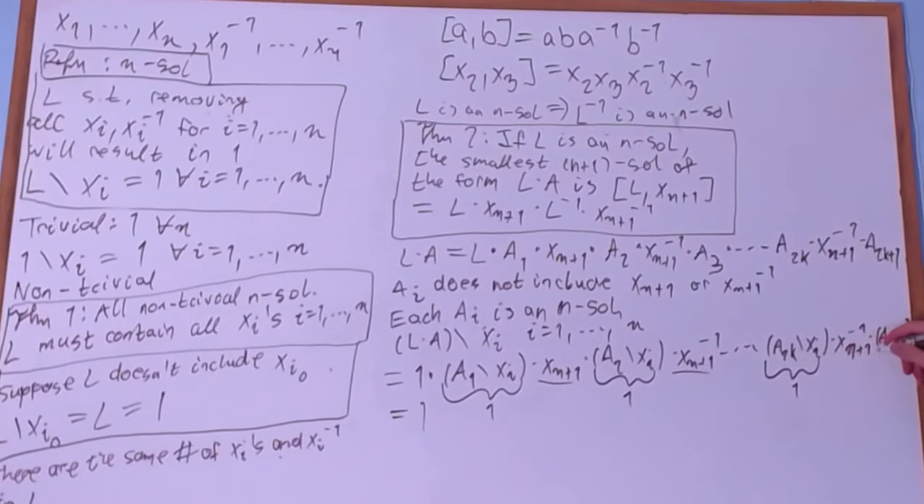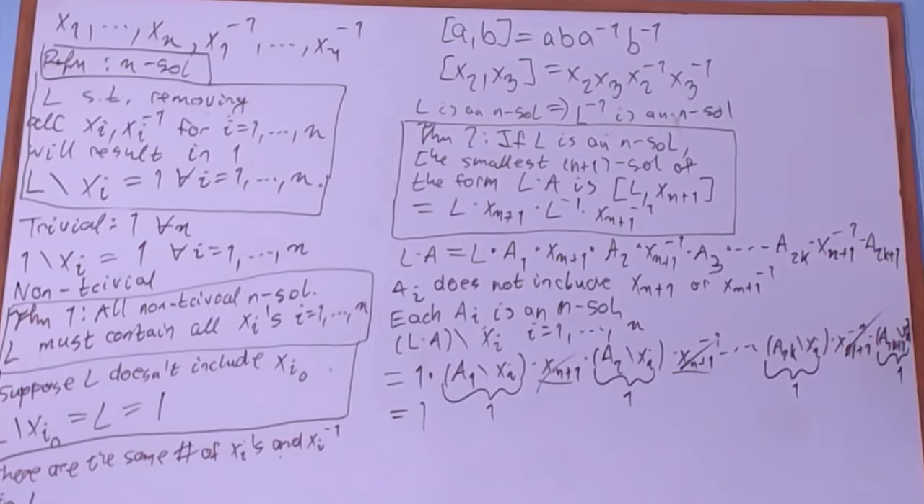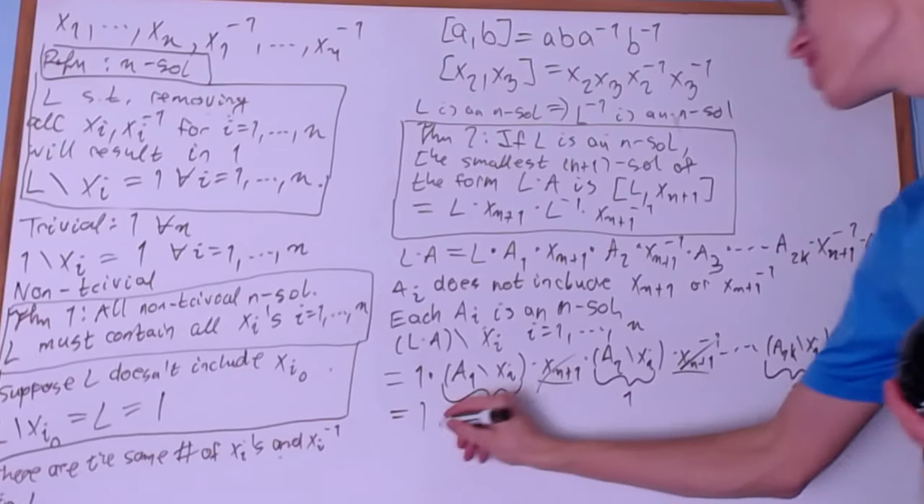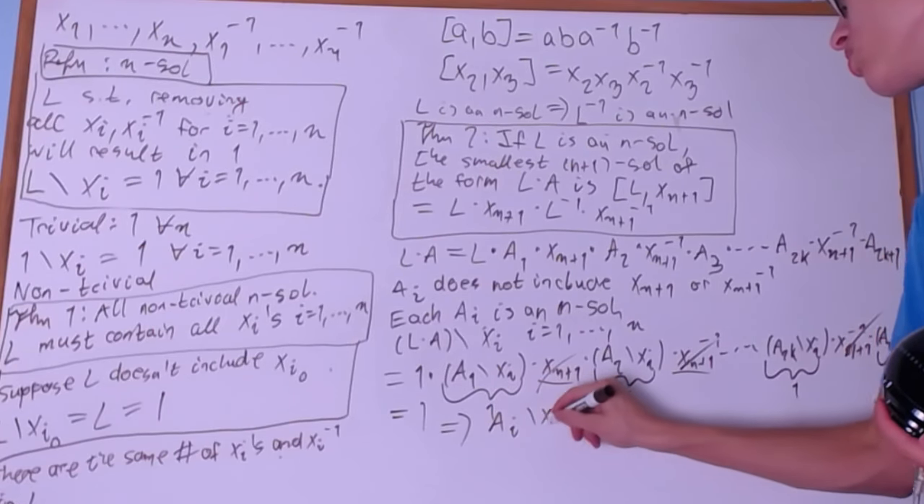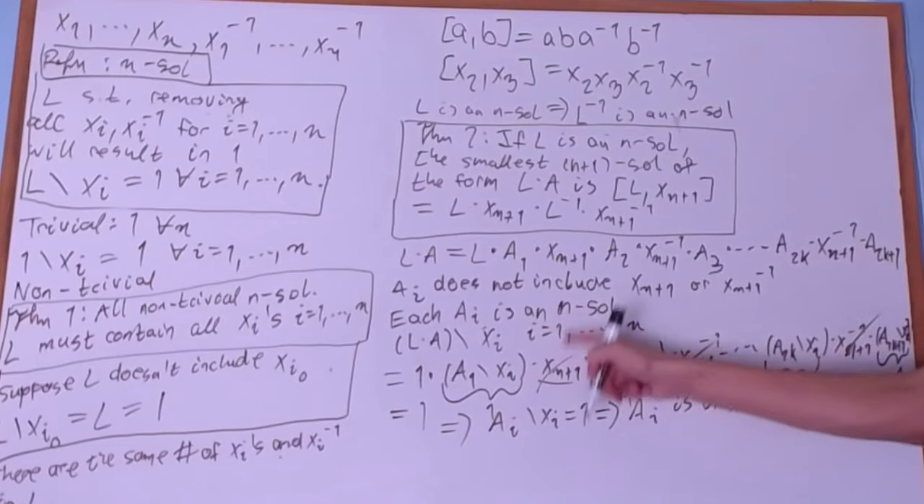Because if they didn't, you would actually just be left with tons of excess symbols, and these ones would never cancel out with each other. Unless these go to 1s, and because it's a solution, they have to go to 1 in order for all of these to cancel out with each other. So what that tells you is that ai, removing xi, for i equals 1 to n, is going to be 1. Which means, by definition, that ai removing xi is equal to 1, which means, by definition, ai is an n solution. Because remember, it's true for i equals 1 to n.